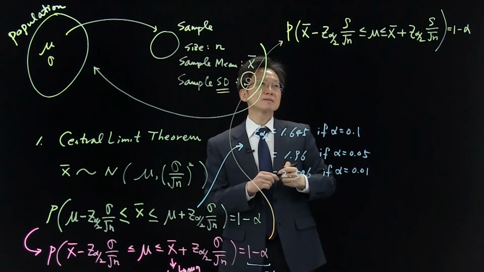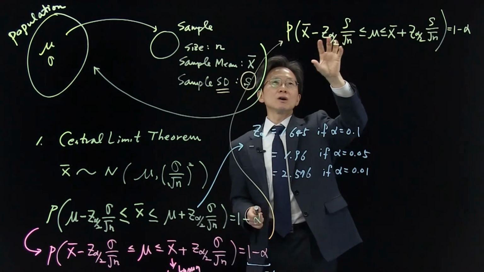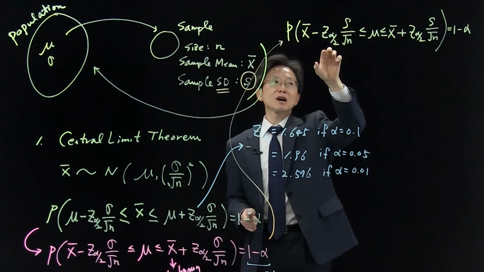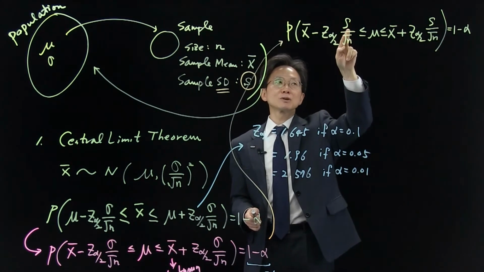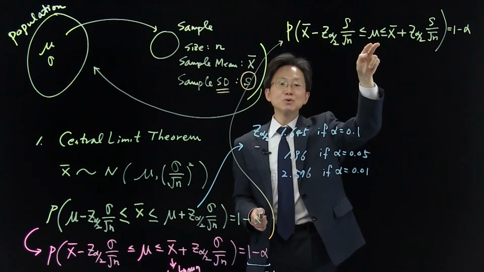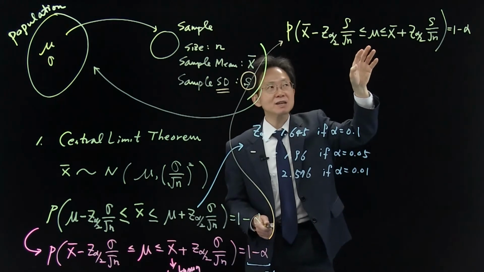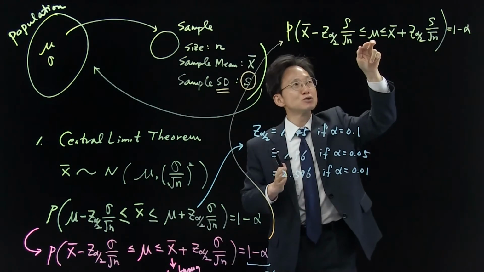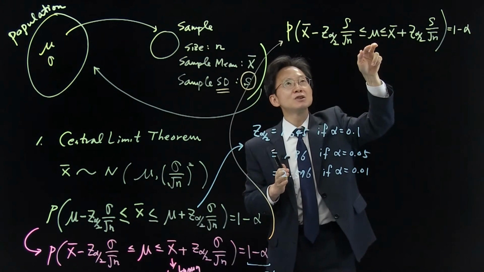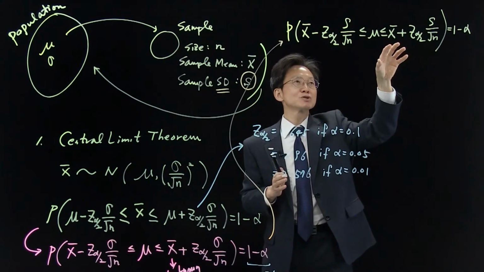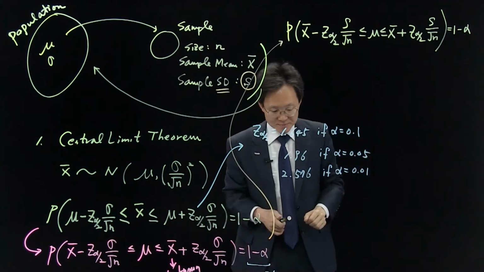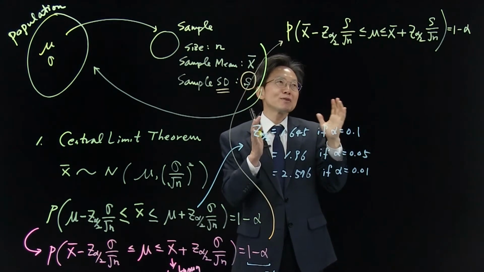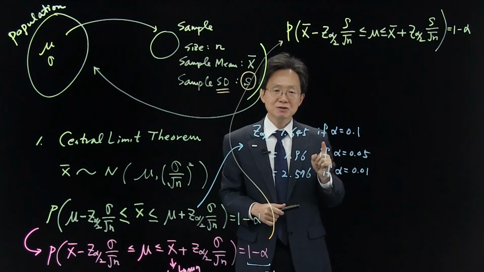Now it looks great, because everything here we already know. x bar is known, z alpha over 2 is known, S is known, n is known, and mu is unknown. Therefore, what it says is that we want to find the range of an unknown value using known values. So it is perfect. But unfortunately, it's not perfect yet because there is a slight problem.